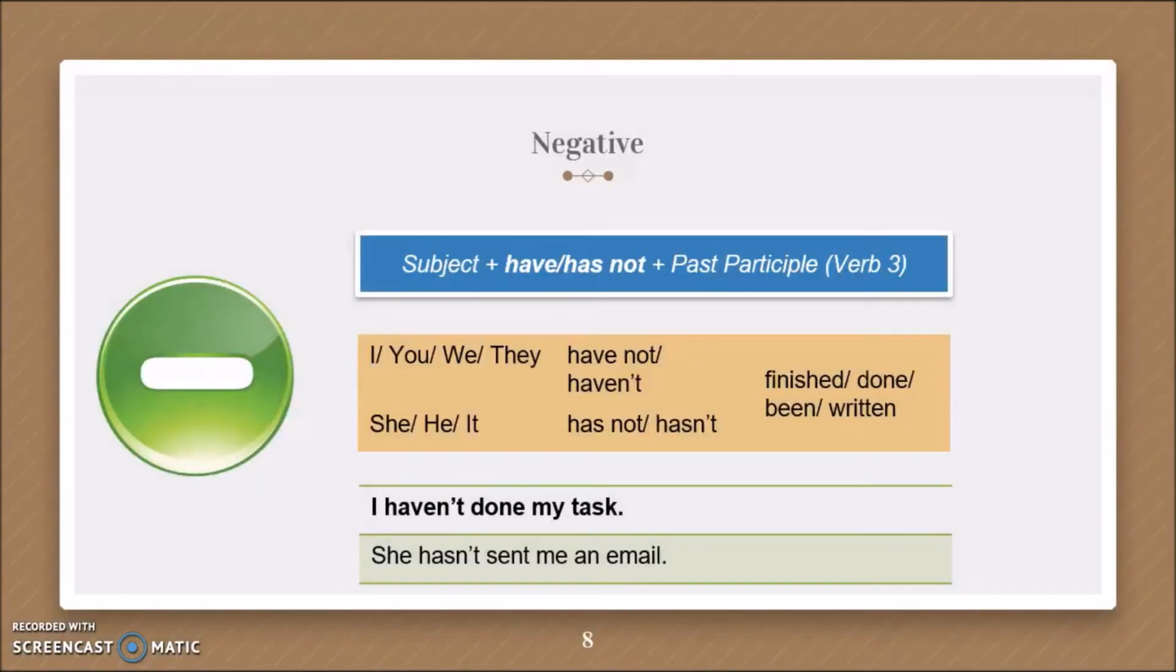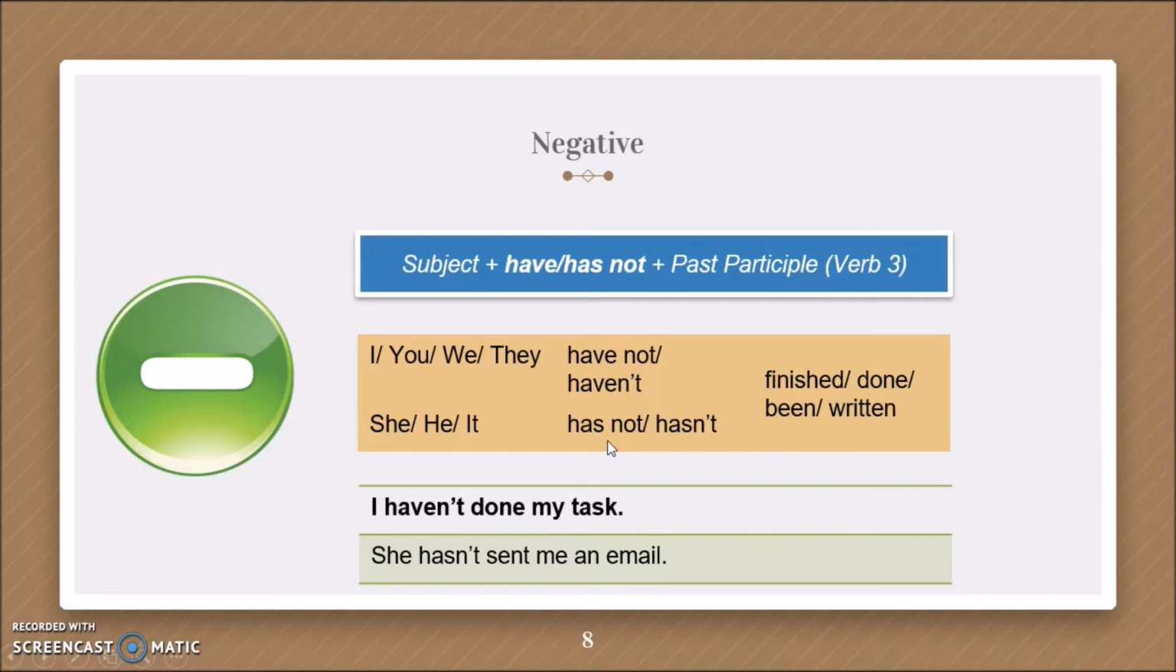Next is the negative form of present perfect tense. Actually, the formula is still the same with the positive one, but there is one thing that makes it different. We put not after the auxiliary verb, in this case is have or has. I am going to explain what is haven't and hasn't in case some of you haven't known what is haven't or hasn't. So, haven't is an abbreviation from have not, and hasn't is an abbreviation from has not.